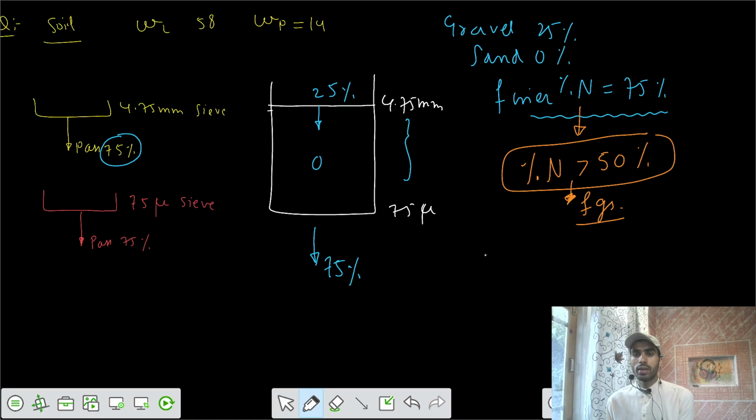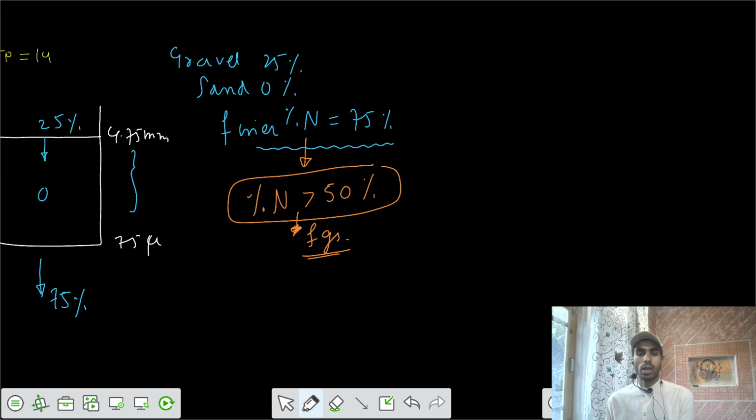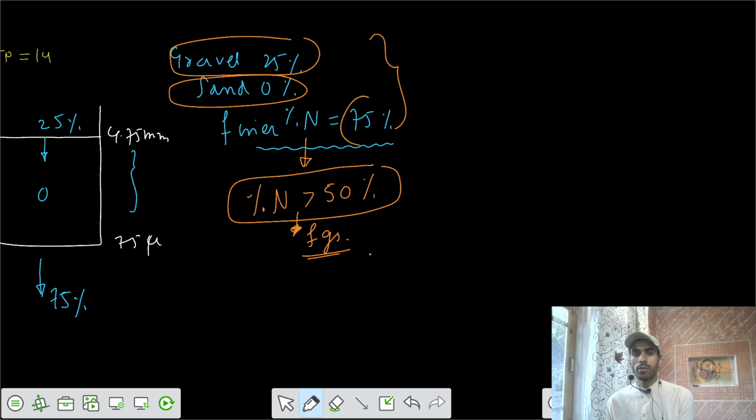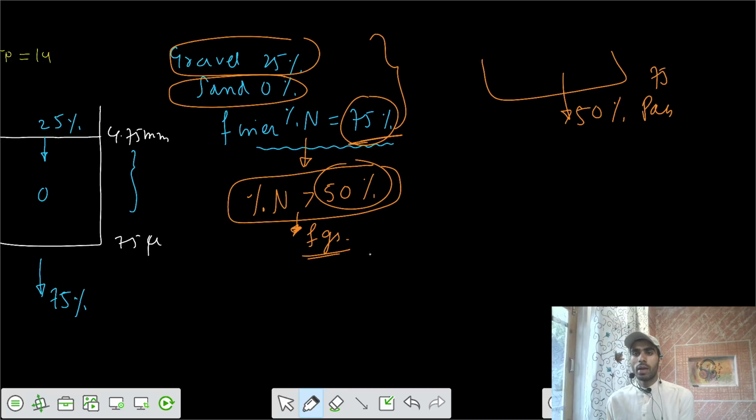The soil is actually fine grained soil. Out of the total 100% of the soil, we have 25% gravel, 0% sand, and the fine grained part is 75%. That is greater than 50%. If more than 50% passes the 75 micron sieve, this soil is fine grained soil. So we can classify that your soil is fine grained.